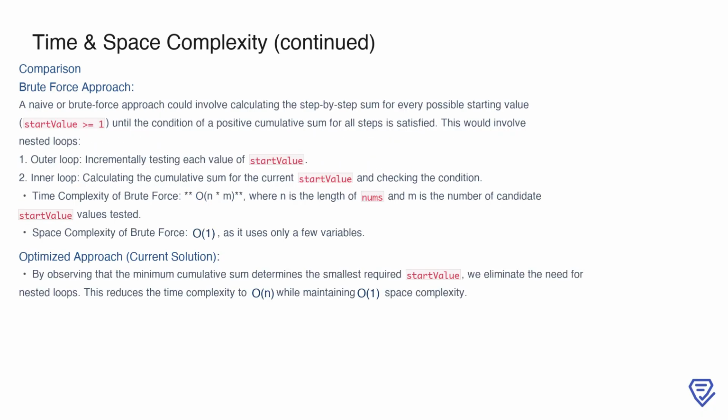To understand the efficiency of the current solution, we can compare it to a brute force approach. In the brute force method, we would test all possible values of start value starting from 1, and for each value, calculate the step-by-step cumulative sum to check if the condition of a positive sum is satisfied. This would involve nested loops, an outer loop to incrementally test each start value, and an inner loop to calculate the cumulative sum for that start value. The time complexity of this approach would be O(n*m), where n is the length of the input list nums and m is the number of candidate start values tested. The space complexity, however, would remain O(1), since only a few variables are used.